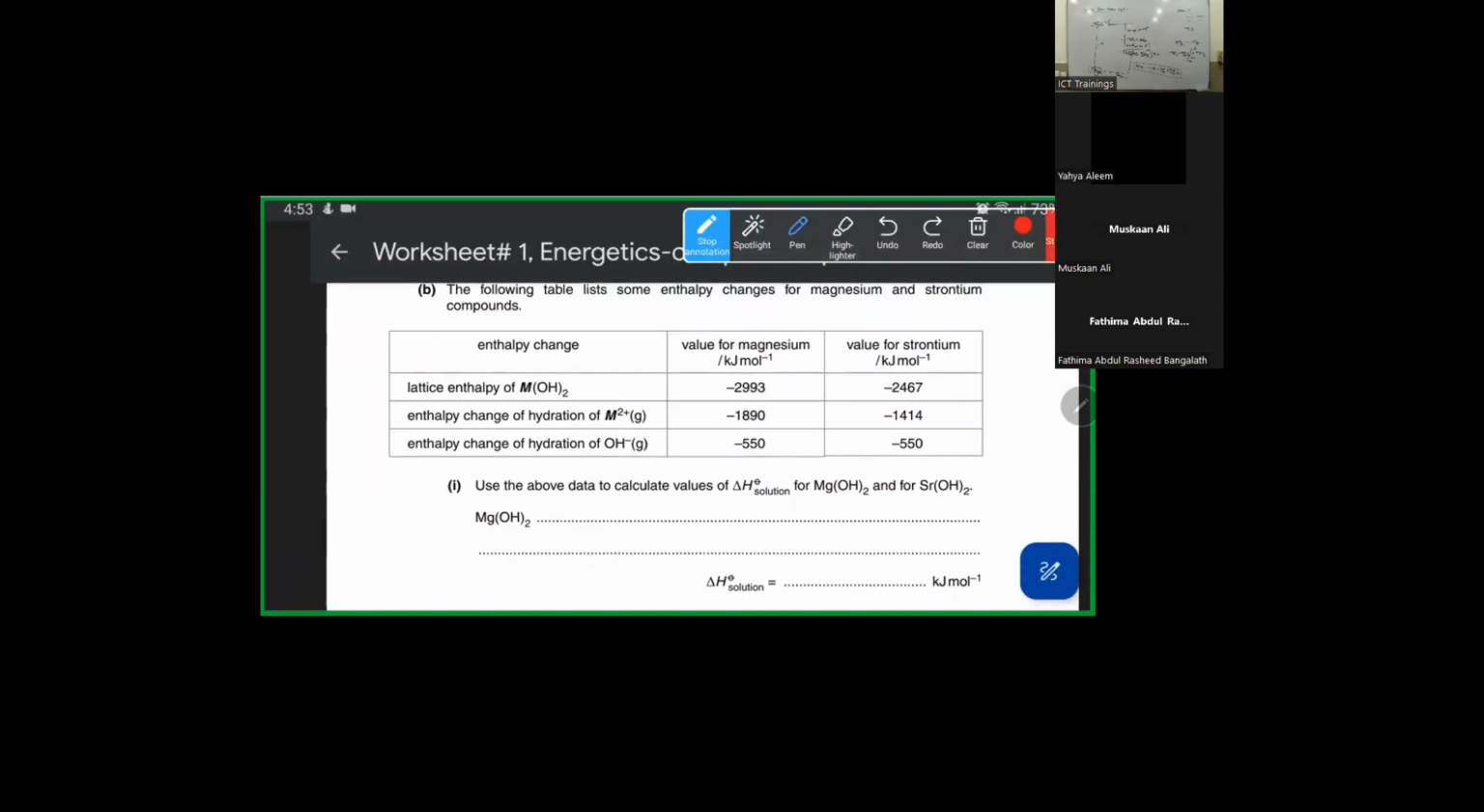If you look, this is Mg(OH) twice. So Mg(OH)2 has one Mg2+ and OH there twice, so you got two OH negative. Okay. So here we should write down the formula. We have to calculate the delta H of solution. I told you delta H of solution is equal to reverse of lattice energy plus hydration of positive ion plus hydration of negative ion.